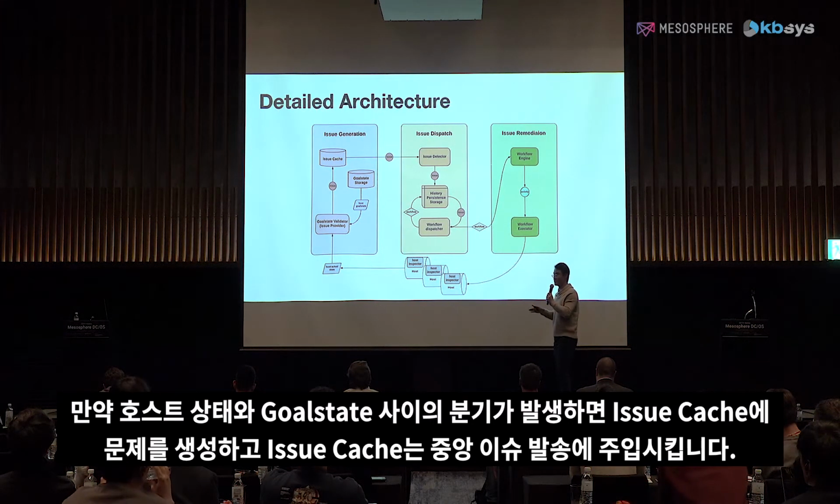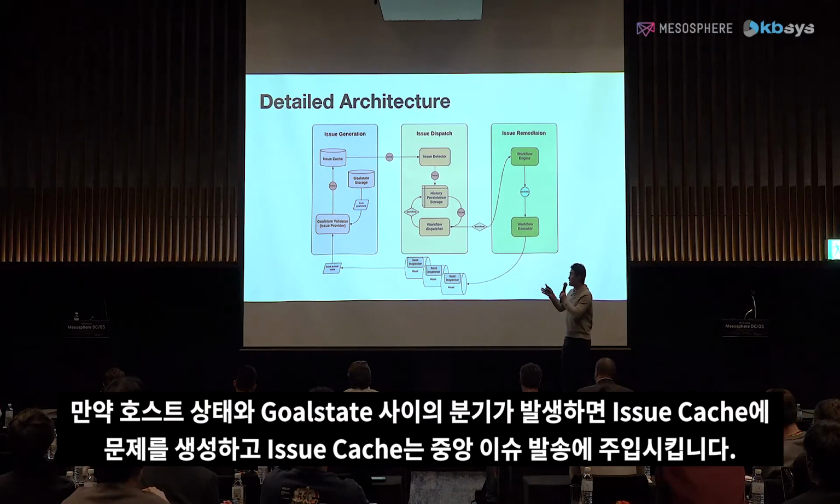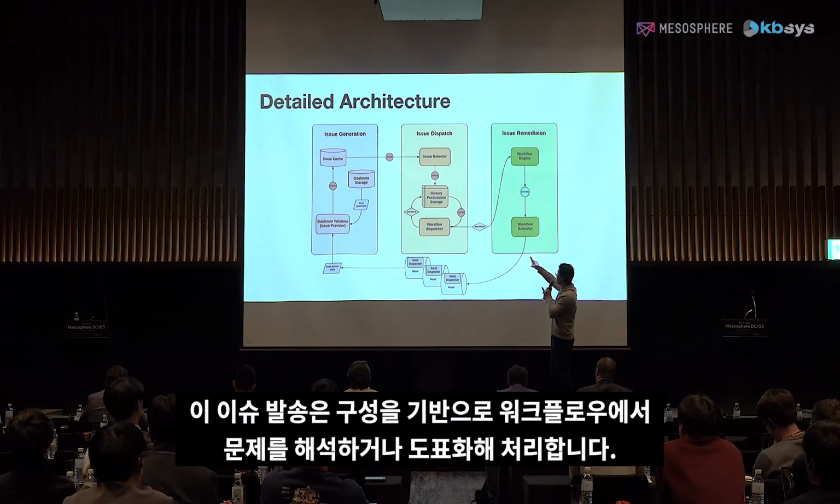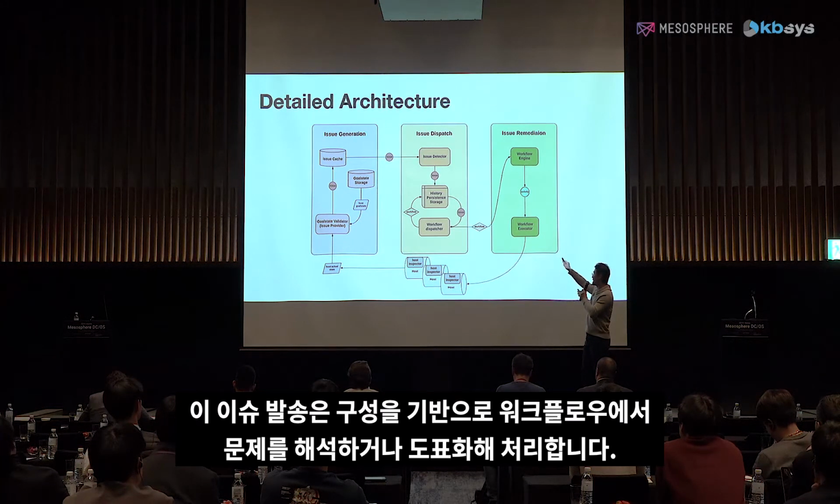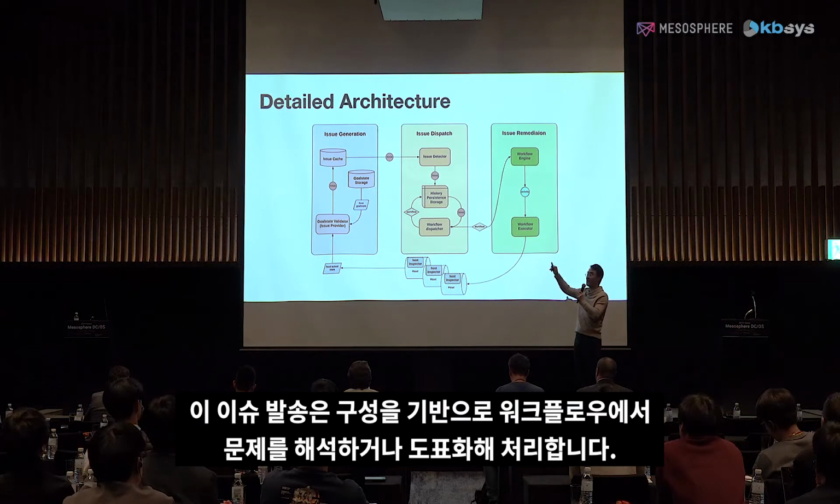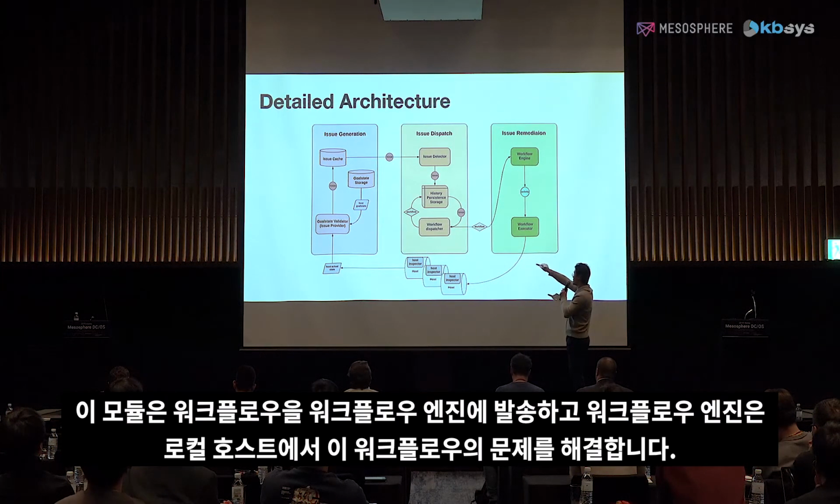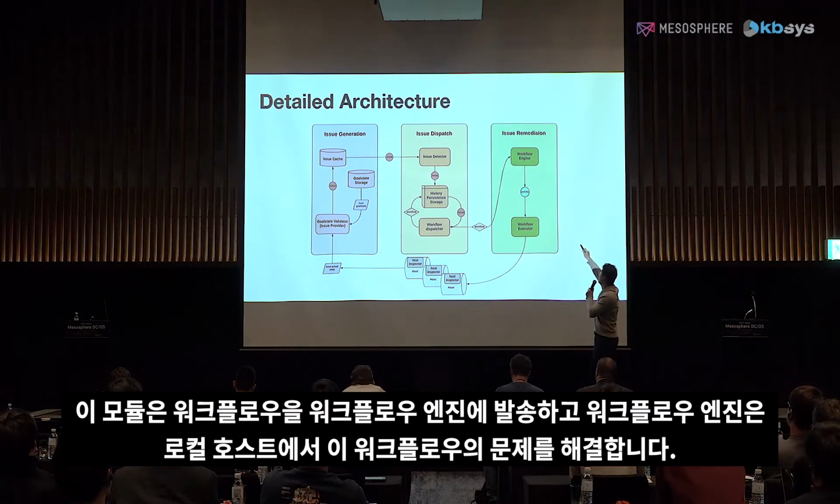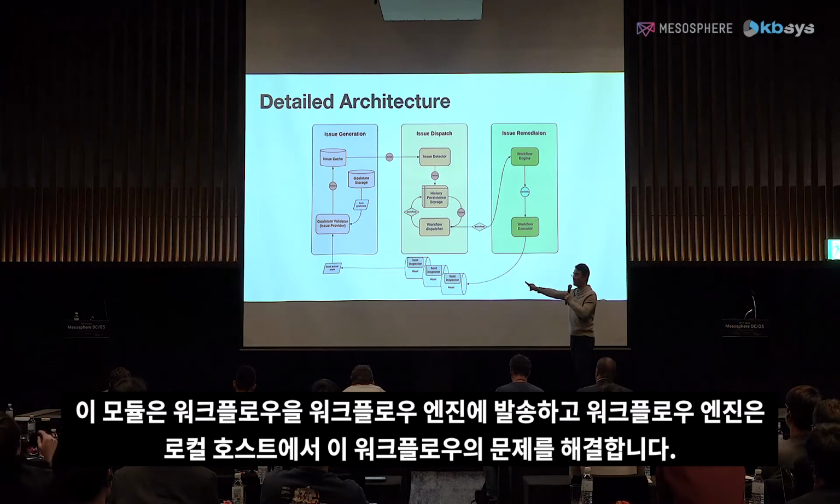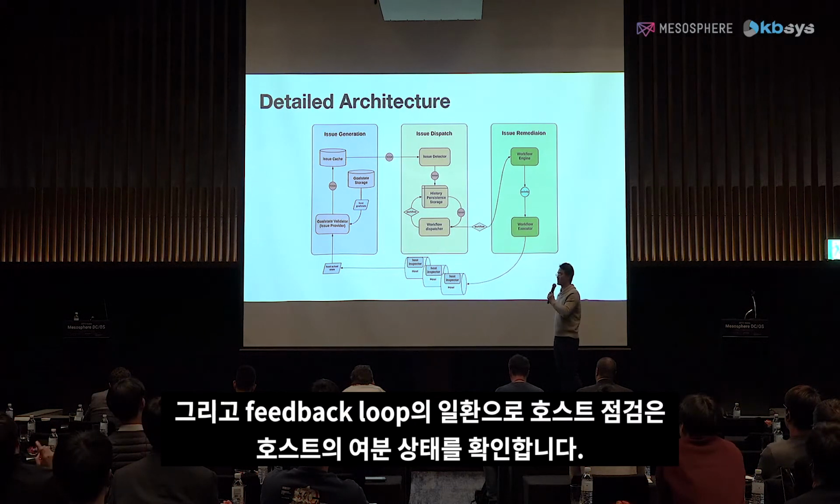And if there's any divergence between the host actual state versus the Go state, it generates issues and pushes them into something called issue cache. This issue cache also helps to ingest these issues into the centralized issue dispatcher. This issue dispatcher essentially handles the logic to translate or map the issues, based on configuration, to the actual workflow object. Then the dispatcher dispatches the workflow object into the workflow engine. The workflow engine executes the workflows and remediates issues on the local host. And as a feedback loop, the host inspector reevaluates the actual state of the host.